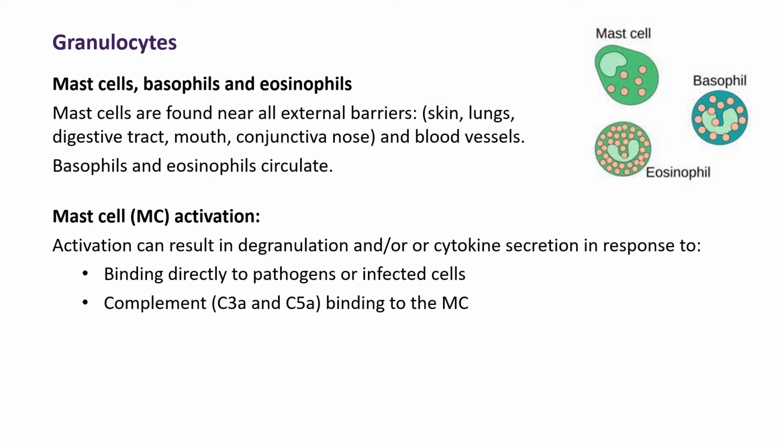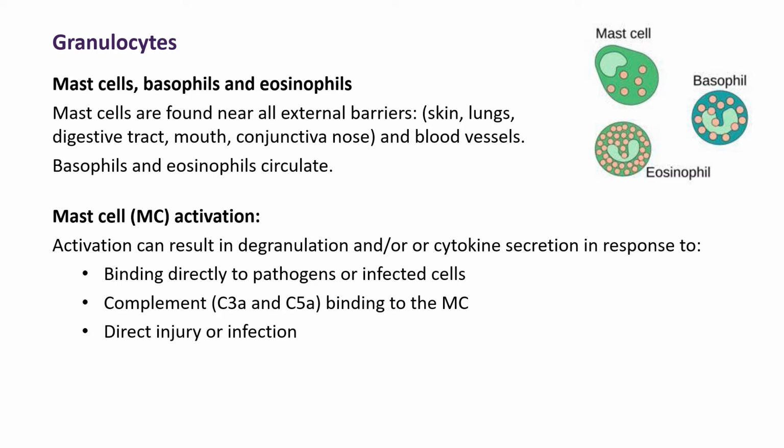Remember complement? Complement is one of our plasma-based mediators that's synthesized as C1 by the liver, then circulates in inactive form. It becomes activated, and if you remember, we go through the classical pathway, we get C3, we go into the alternative pathway, and we get all these different complement proteins with different roles. So C3a and C5a, if you remember, degranulate mast cells. So this complement binds to the mast cells and the mast cells degranulate.